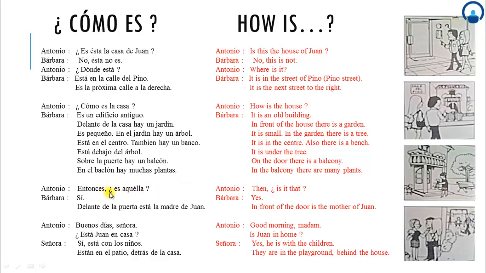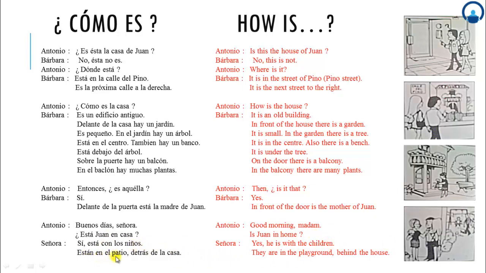Entonces, ¿es aquella? Then, is it that? Sí, yes. Delante de la puerta está la madre de Juan. In front of the door is the mother of Juan. Madre means mother. Buenos días, señora. Good morning, madam. ¿Está Juan en casa? Is Juan at home? Sí. Yes, he is with the children. Con means with and niños means children.